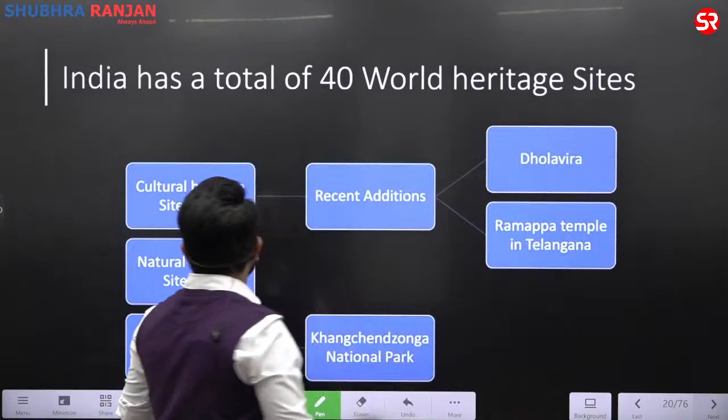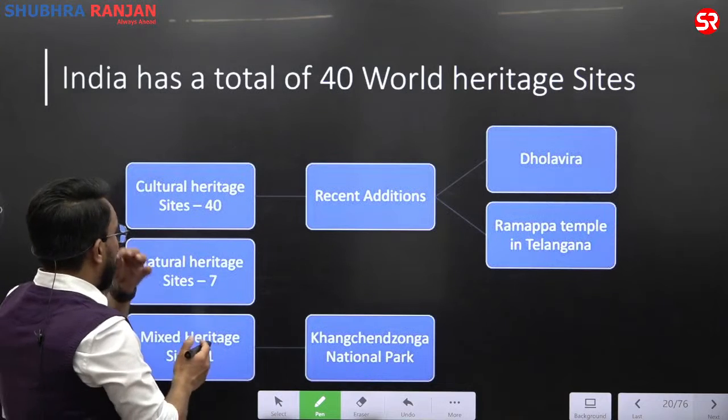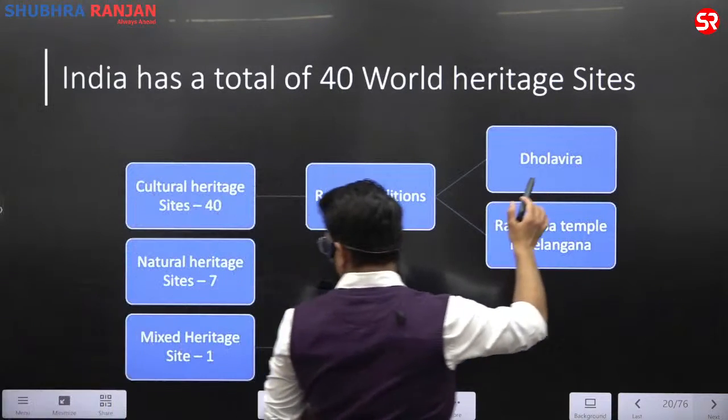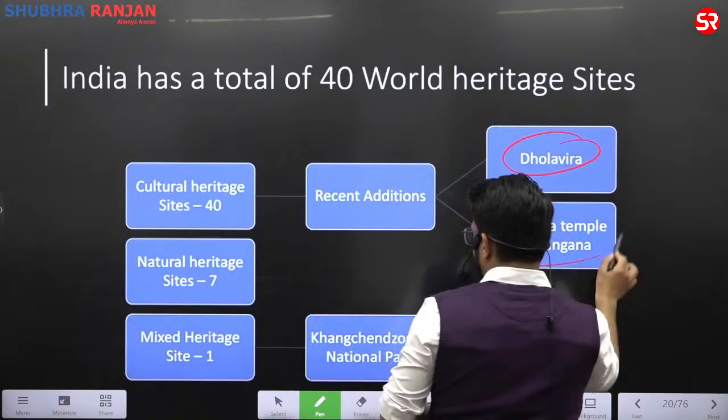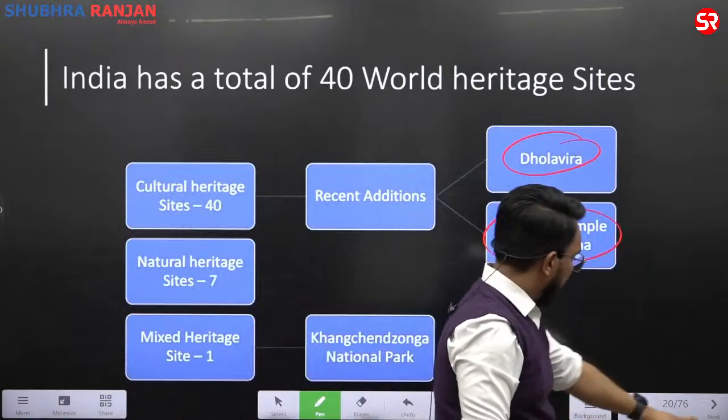Now, as we talk about the World Heritage Sites, right now we have 40 sites. We have 40 sites. Okay, and among these sites, Dholavira and Ramappa Temple are the latest additions that have happened.